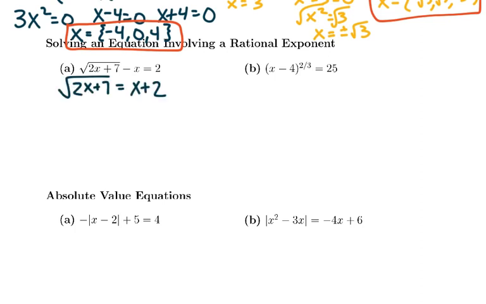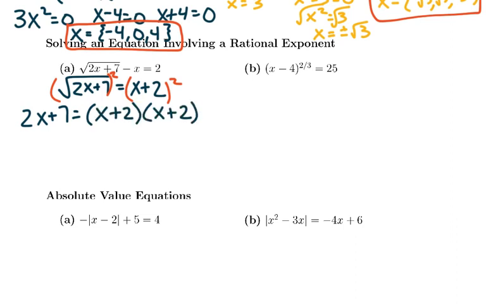To undo this square root on the left-hand side, I'm going to square the left-hand side and square the right-hand side. The left-hand side is simple, but the right-hand side, a lot of students make a mistake on it because they forget to expand it out. So make sure to go from here to here. When you square a binomial or a trinomial, you have to expand it out because I don't want you to forget the middle term.